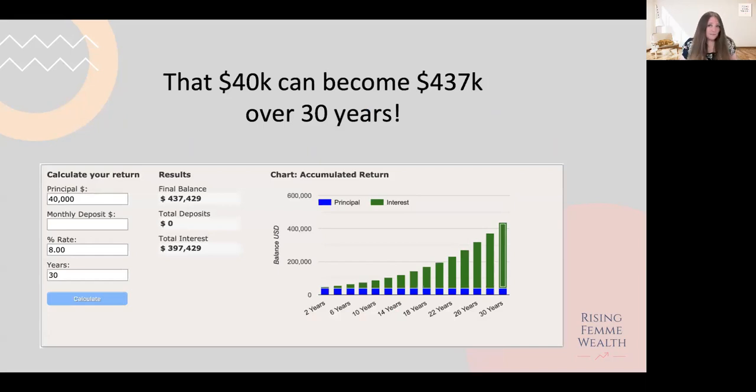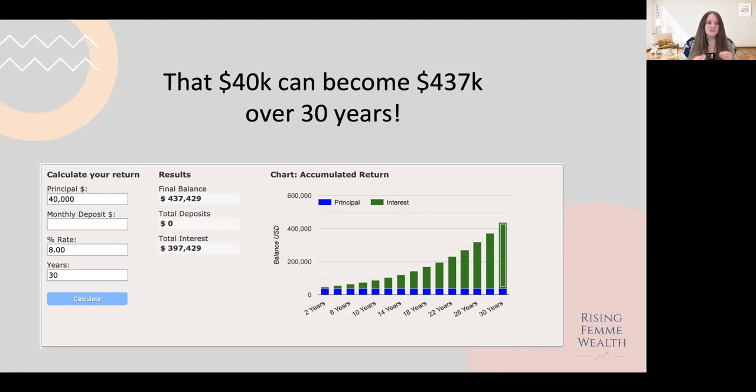So if Meredith takes this money and she invests it over the next 30 years, growing at an average rate of 8%, this could become $437,000 over the next 30 years. This could fund a big chunk of her retirement just from doing 1 year of tax planning. That's how powerful this can be. This tax planning can be more powerful than getting a second job or starting a side business.